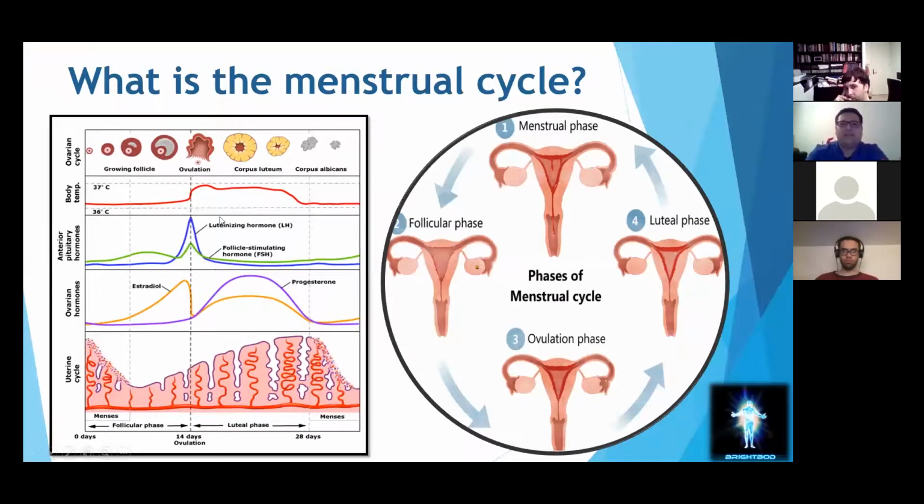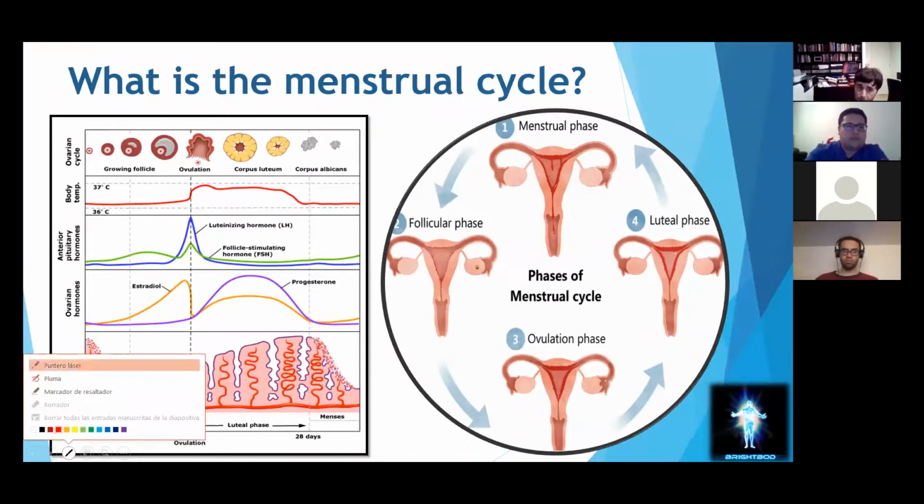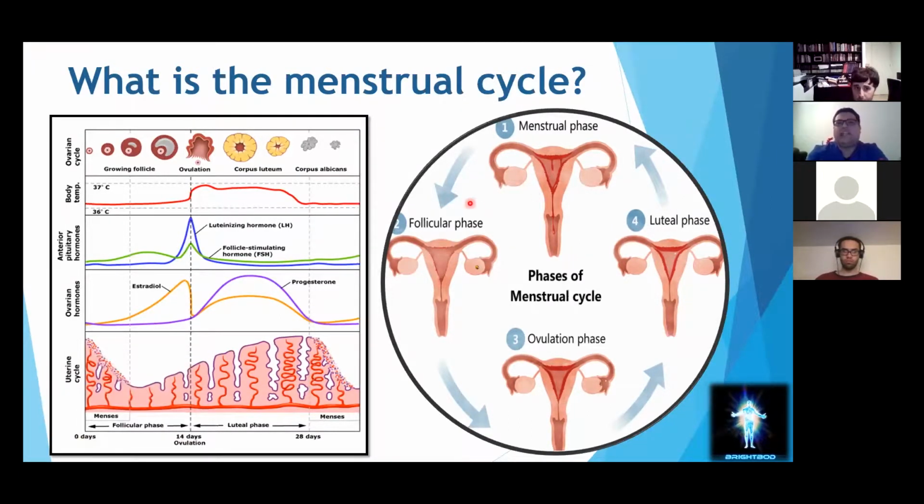So here I have two different images that basically tell us what's happening inside and on a hormonal level. On the right, you will see pictures of the female reproductive system, and on your left, you'll see a series of lines and pictures, that I will explain, of course.